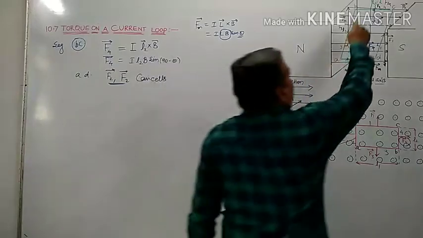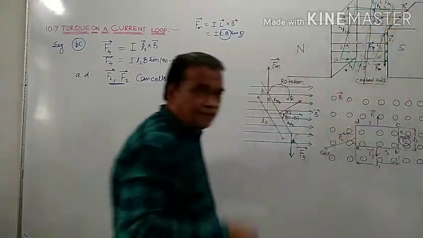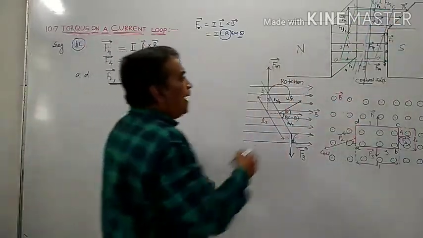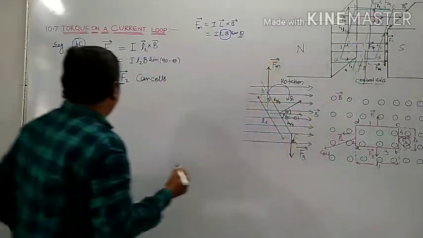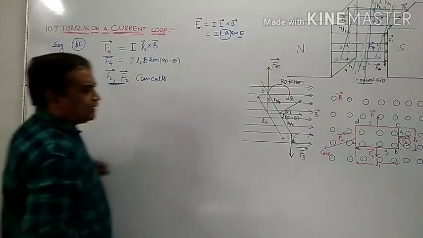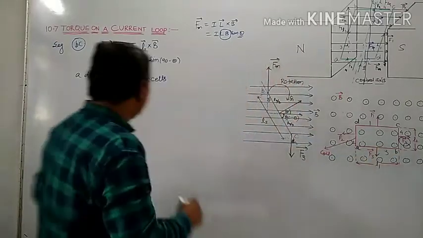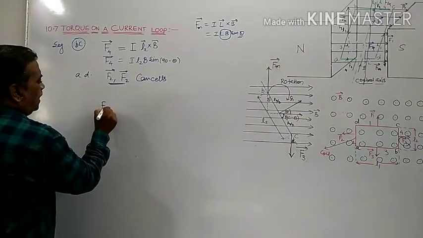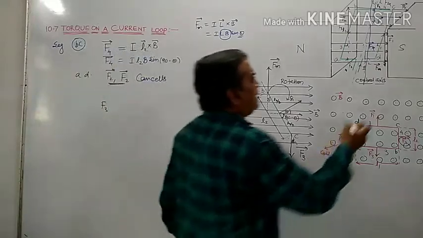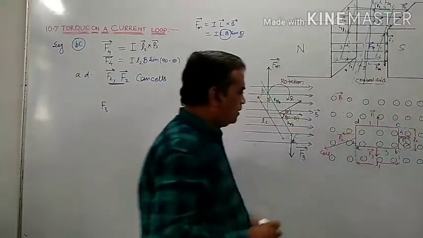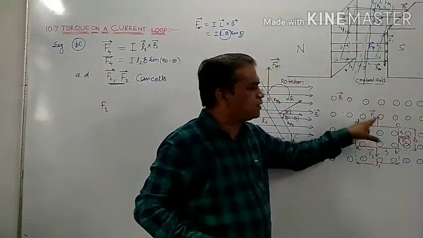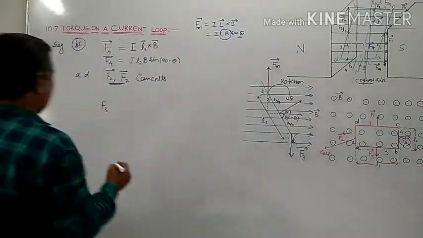Now look at segment AB and that of CD. The magnetic force acting on segment AB is denoted by F3, and the magnetic force acting on segment CD is denoted by F1.